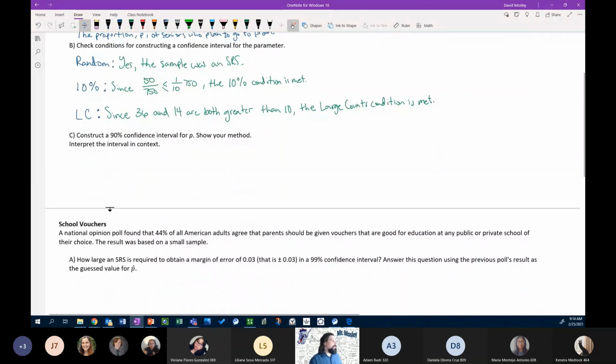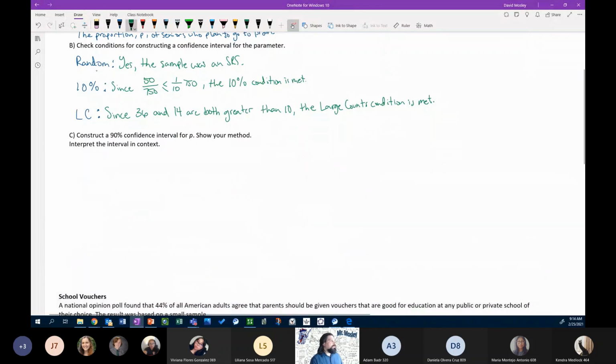Take a little more space. All right. So now we want to construct a 90% confidence interval for P, we need to show our method, and we've got to interpret the interval in context. All right, so we're going to use the one sample Z interval for P.